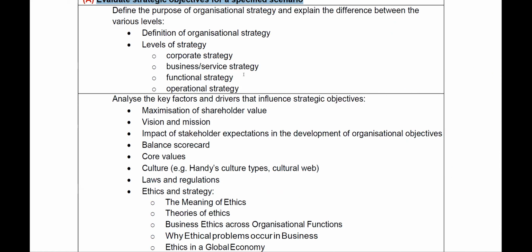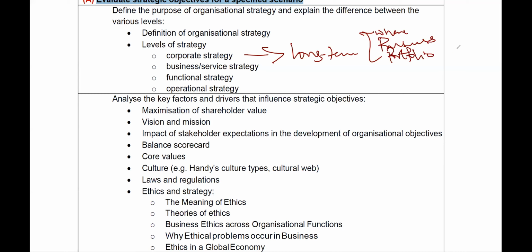It's divided into, you could say, three, but functional and operational are in tandem, because functional can still be broken into day-to-day operations, which we call operational strategy. So we have three main: corporate, business or service strategy, and functional strategy, or sometimes we say operational strategy. Now, the corporate strategy is the long-term strategy that tells us where we are and where we want to go. So for instance, which businesses should we go into? What markets should we enter? What product portfolio should we manage? Here it is at the board level. It's the board of directors who take these decisions.